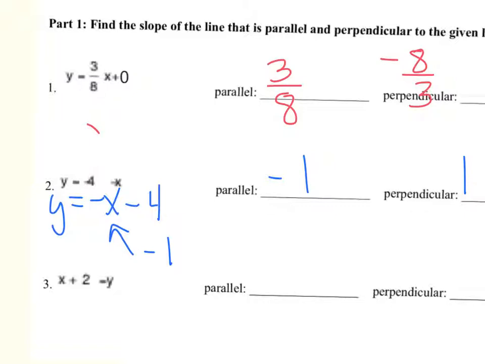Number 3, x plus 2 equals y. This is almost written in the same format as number 2, but let's put it so y is on the left-hand side. So we have y equals x plus 2. Now we can get started. The slope is the coefficient of x, and the coefficient of x in this example is 1. So a line that's parallel to y equals x plus 2 would have a slope of 1, and a perpendicular line would have a slope of -1, or -1/1.